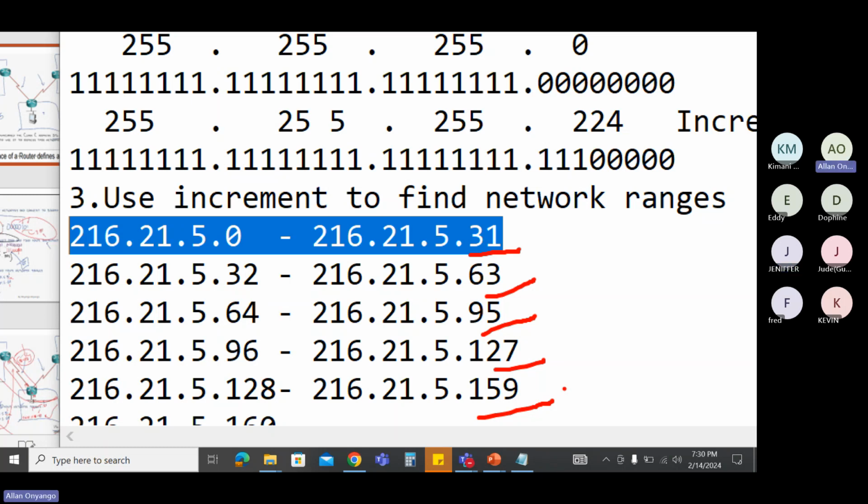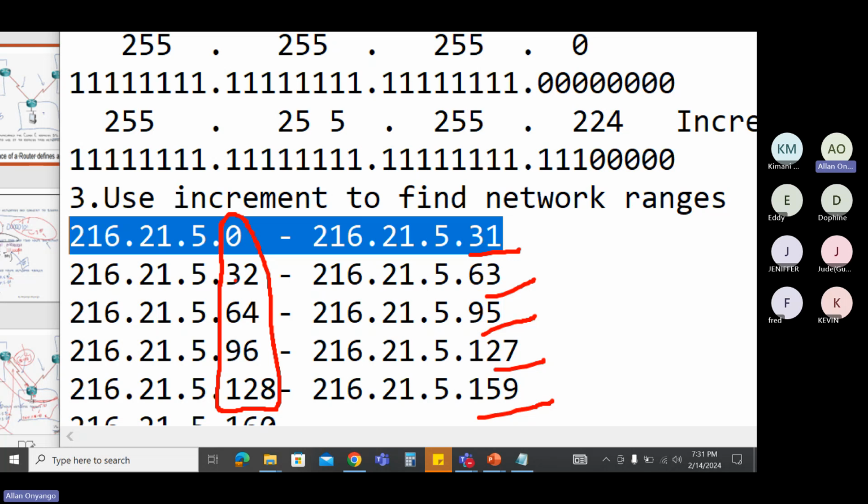Yeah. Let's go to the last range, the one that is 5.128 all the way to 5.159. Broadcast address? 159, isn't it? Last usable? 158. Second last usable? 157. Network address? 128. Network addresses are all these ones, the ones here. Yes. So if 128 is the network address, what is the first usable address? 129, because 128 you can't assign it. Second usable? 130. That is very, very important.